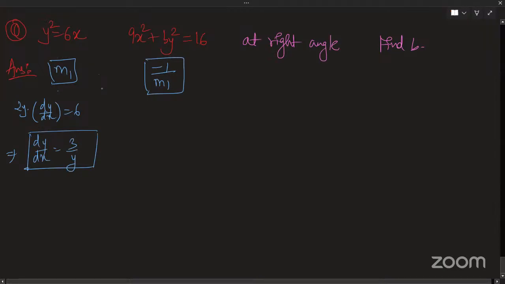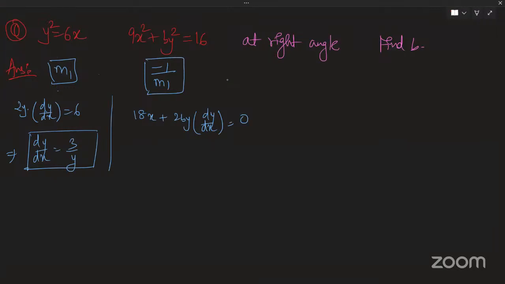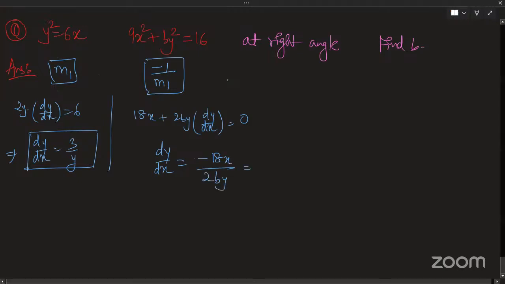In the second case, again, I need to apply implicit differentiation. So it will be 18x plus 2by into dy by dx is equal to, what is the derivative of 16? 0, correct. So my value of dy by dx is minus 18x by 2by. If I cancel it out, it can be written as minus 9x by by.